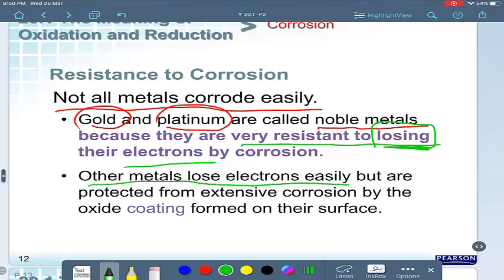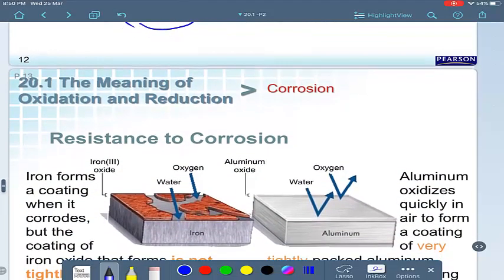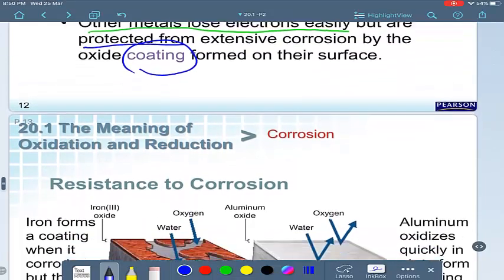What can we do? We need to protect them from corrosion because they lose electrons easily. What can we do? Yes, you can do something. You can protect them from extensive corrosion by coating them, preventing the oxygen and water vapor from entering. Coating them with what? With any substance.